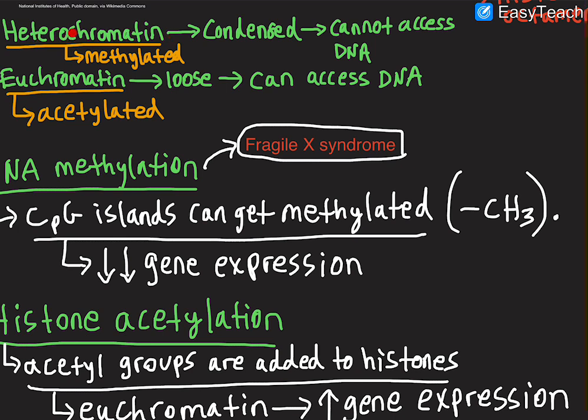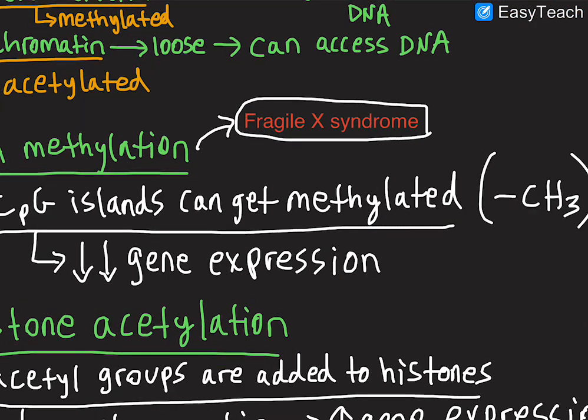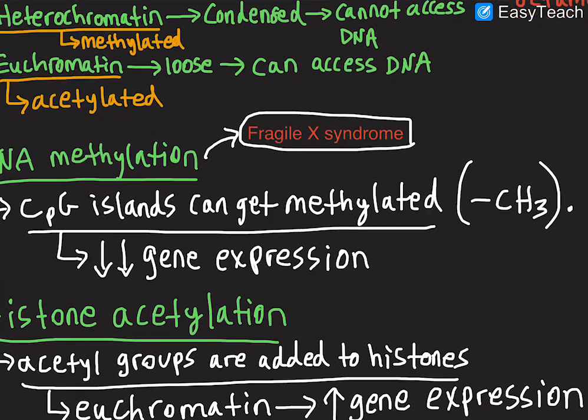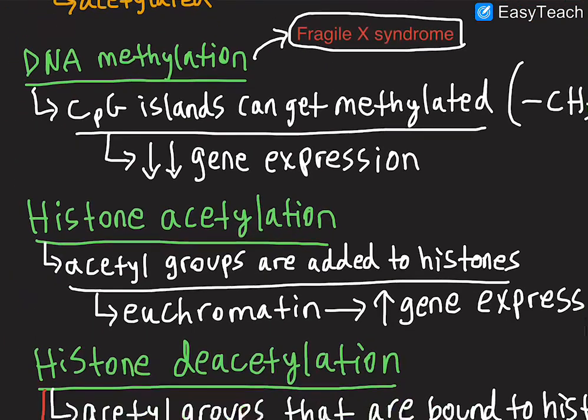Just like in heterochromatin. If you methylate CpG islands on a DNA, let's say there's a CpG island on a promoter, if you methylate that, that gene will no longer be expressed. Okay, so methylation decreases gene expression, decreases or even silences the gene, so you can't even express it.